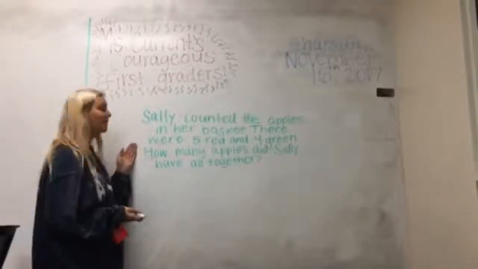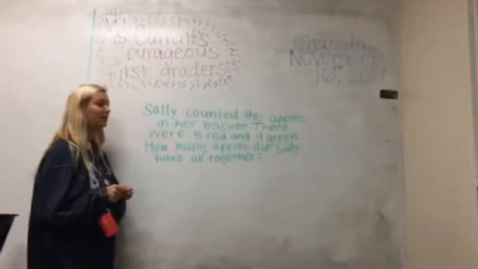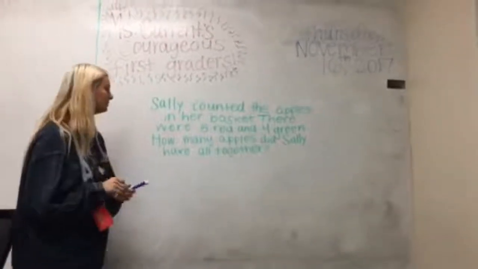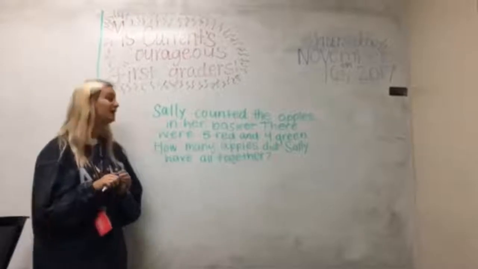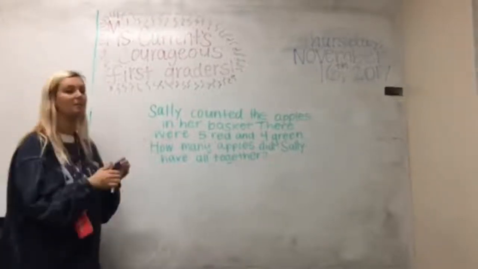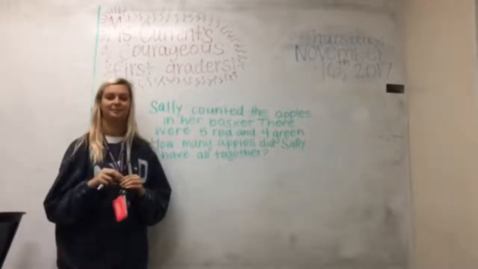Hi class, today we're going to be doing math. We have the word problem. Sally counted the apples in her basket. There were 5 red and 4 green. How many apples did Sally have altogether? Can anyone think of a key word that I can find in this story that can help me determine if this is an addition or a subtraction problem?